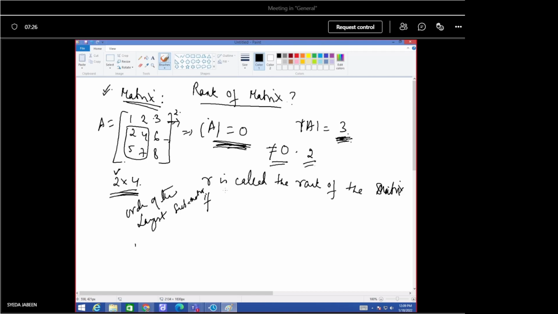Okay, I'm telling R will be called the rank of the matrix if you get a submatrix or the minor of the matrix whose determinant is not zero, but there will be other minors of higher order than R, that means more than R, whose determinant will be zero. Like over here, R is the rank of the matrix. So R will be the rank if this minor is not equal to zero, but there are other minors greater than R whose determinant is zero.